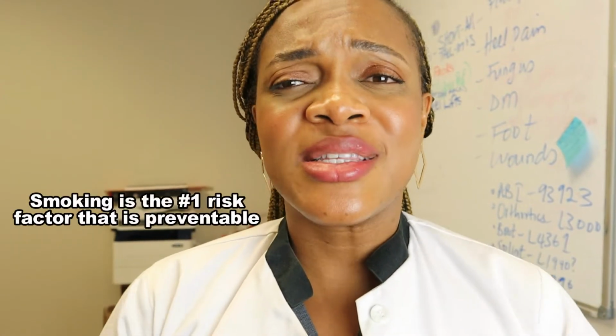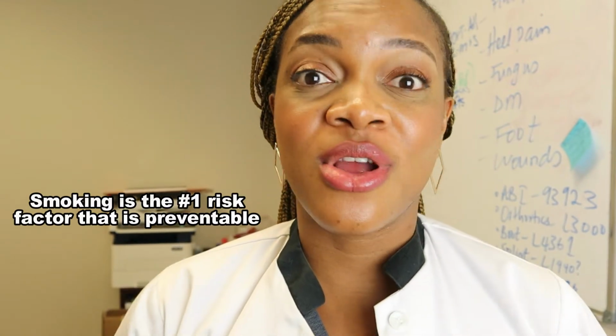Remember, smoking is the number one risk factor that is preventable. 80% of people who have poor circulation or peripheral arterial disease have said that they have smoked in the past or are currently smoking. You can prevent this. Use this trick. Let me know what you think.